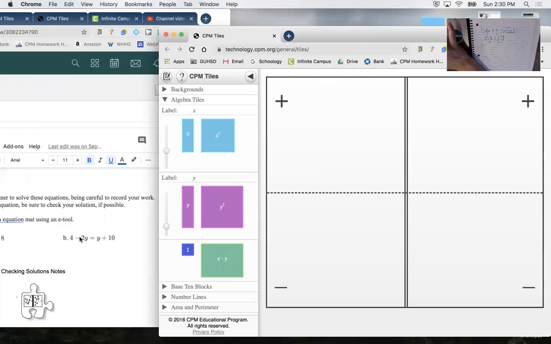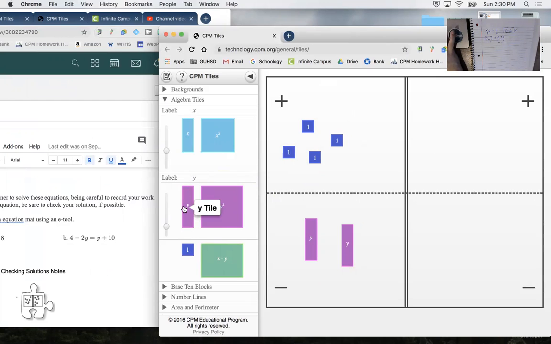I'm going to build this on an equation mat over here in B. I'm going to do a 4 on this side, a positive 4. So those are up here, 1, 2, 3, and 4. But then I have a negative 2y. There's a couple ways to do that. If I brought those up here, I could flip them, but I'm not going to do that. I'm going to put them on the negative side, negative 2y.